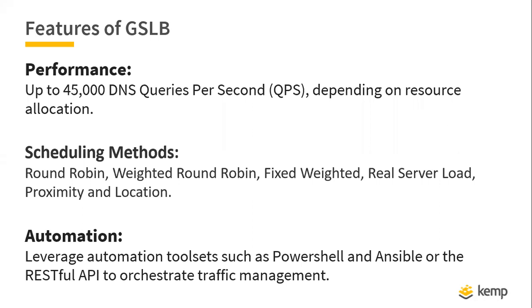Furthermore, we have automation. We leverage automation toolsets, PowerShell and the RESTful API to orchestrate traffic management as well. So we have the API to help you with the integration. Let's say you want a certain FQDN or URL to access the DC, and a certain FQDN to access the DR side. We have this kind of solution and configuration that is able to achieve your requirement.